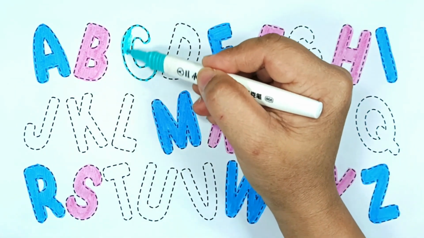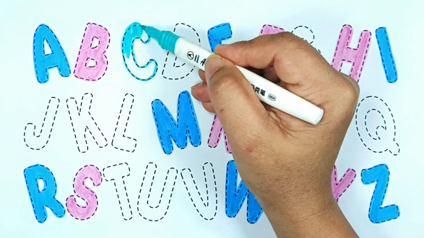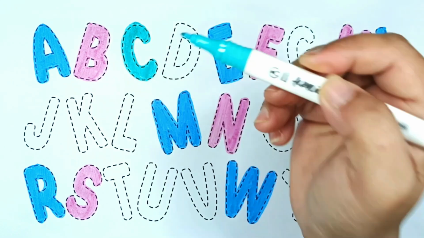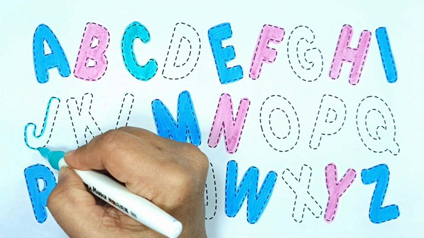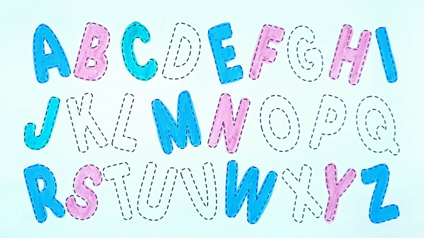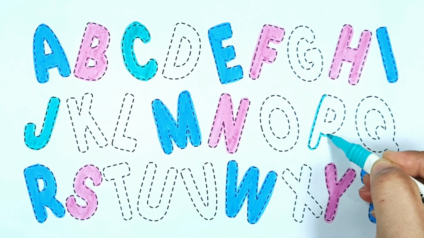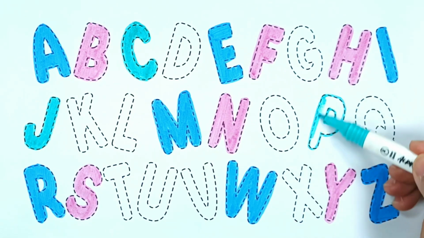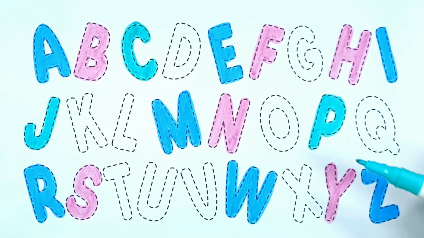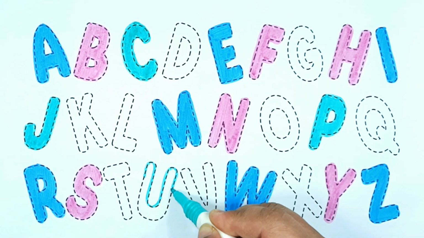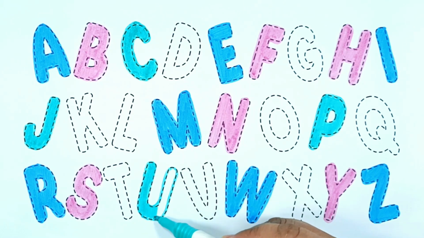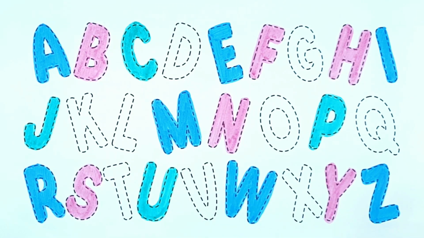C. C for cat. J. J for jam. P. P for pen. U. U for umbrella.